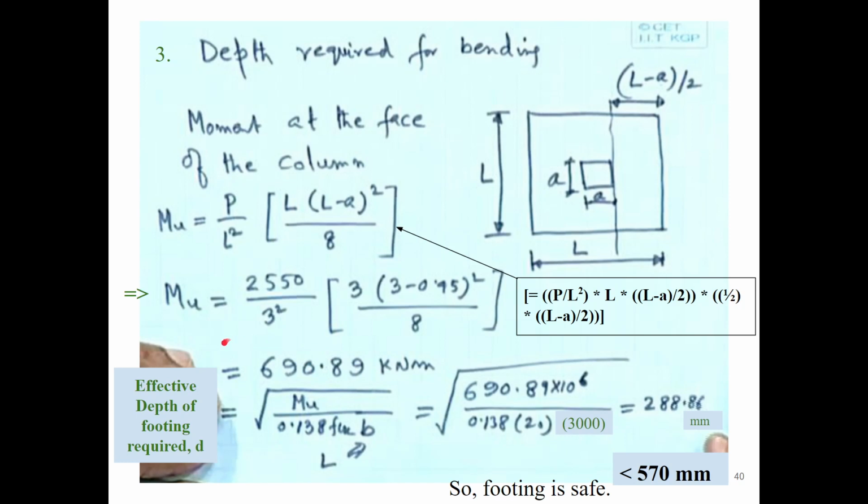Assuming this as the critical section, from the singly reinforced beam condition, we know that Mu is equal to 0.138 fck b d square. Therefore d is equal to square root of Mu by (0.138 fck b). That is the depth of footing, and b is the width of footing, which is nothing but the L value because it is a square. Putting the values, we get square root of (690.89 into 10 to the power 6 by 0.138 into 20 into 3000). Solving this, we get 288.86 millimeter. So that is the required depth of footing from the bending point of view.